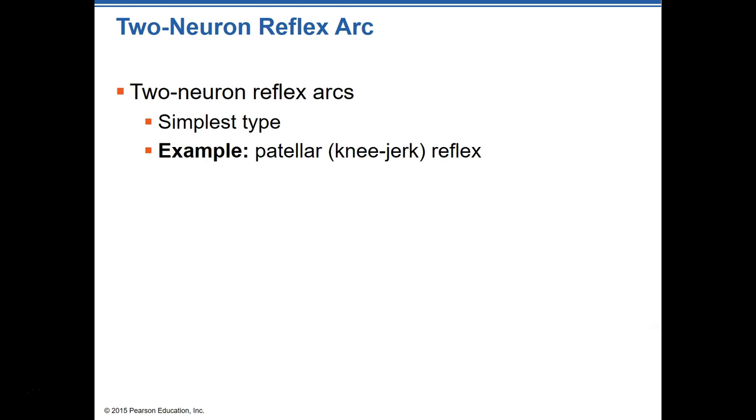The two neuron reflex arc is the simplest type. It's that knee-jerk reflex. You know, when the doctor takes the little rubber hammer and hits you right underneath the knee, what's happening there is that they're causing the stretch receptor in that tendon to be activated, and the spinal cord is saying, "Hey, whoa! Hey, look! We need to tighten that back up because we're going to fall." It's a reflex for your body to kind of help keep your balance. So it's just responding to that.